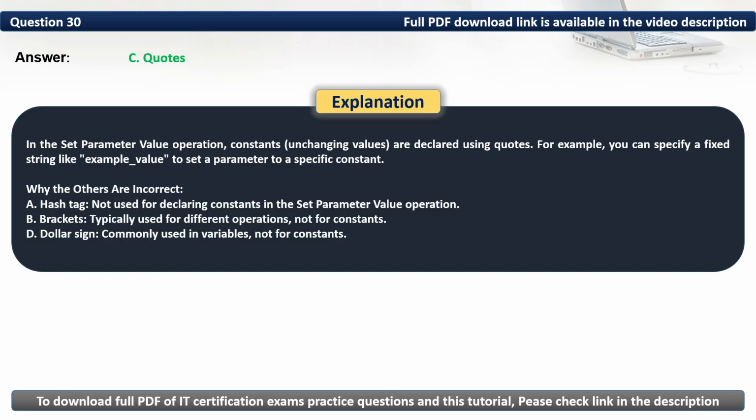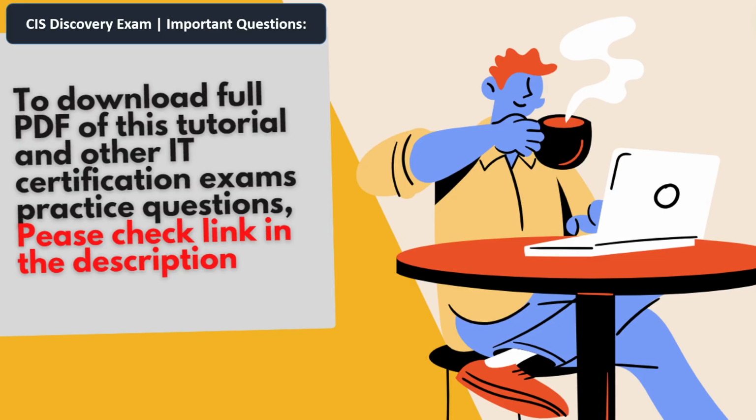In the set parameter value operation, constants are declared using quotes. For example, you can specify a fixed string like "example_value" to set a parameter to a specific constant. These were all the questions for this video.